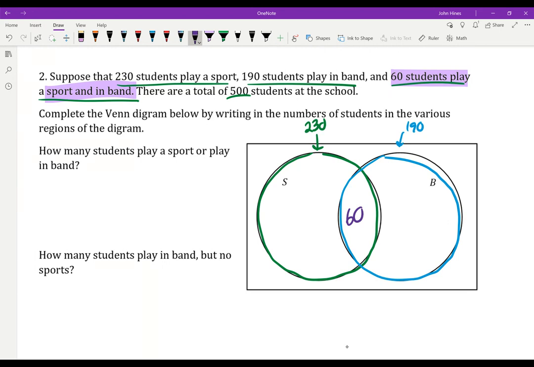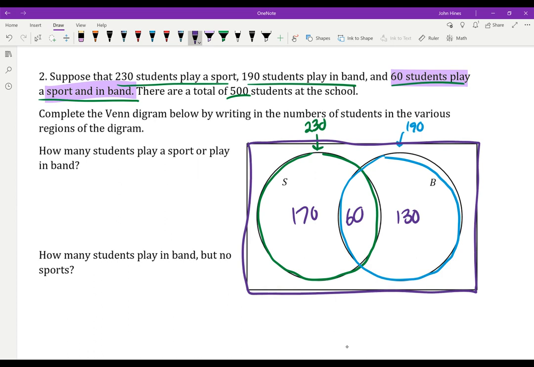The whole circle's 230. I used up 60. So let me find their difference. 170. 170 and 60 make 230. 130 and 60 make 190. But what did they tell me? They told me the total has to be 500. So how many kids have I used up? Well, let's add up these three guys. I have used up 360 on the inside. There's 500 kids in total, so that leaves me with 140 for my outsiders.